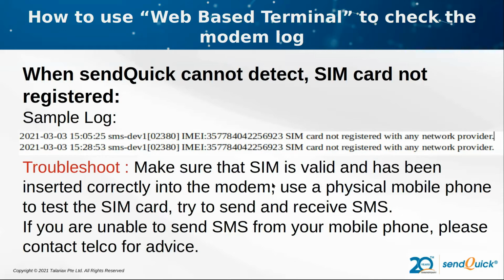If the modem still cannot detect the SIM card, use a physical phone. You can test it on your normal phone. Insert the SIM card into your normal phone. Try to send some SMS out, and ask your friend or colleague to send an SMS to this number. Make sure that you can receive and send out from a normal mobile phone. If you cannot, please contact the telco for advice.